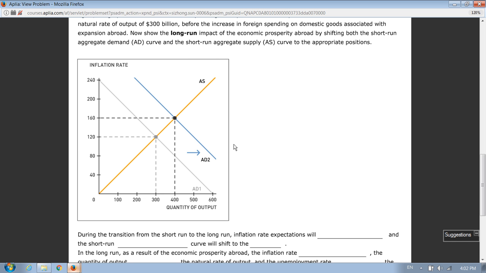So people observe that the price keeps increasing. They will revise upward their expectation. So they are going to ask for higher wages. So that causes the aggregate supply curve to shift to the left, such that the output goes back to its natural rate.